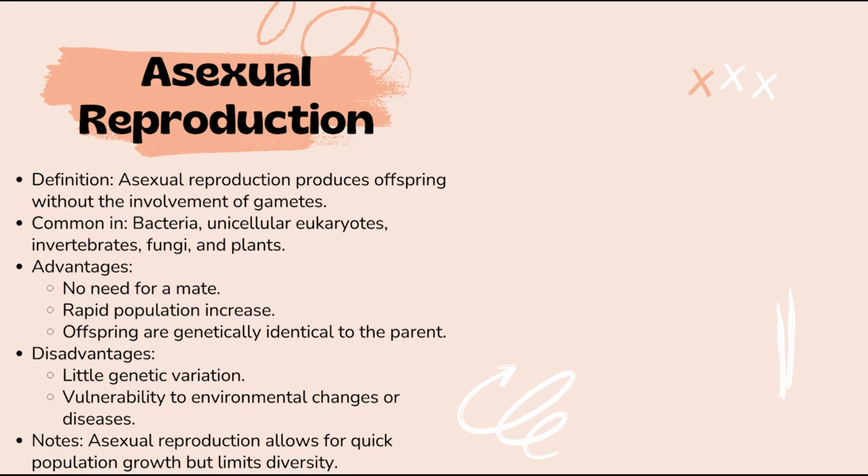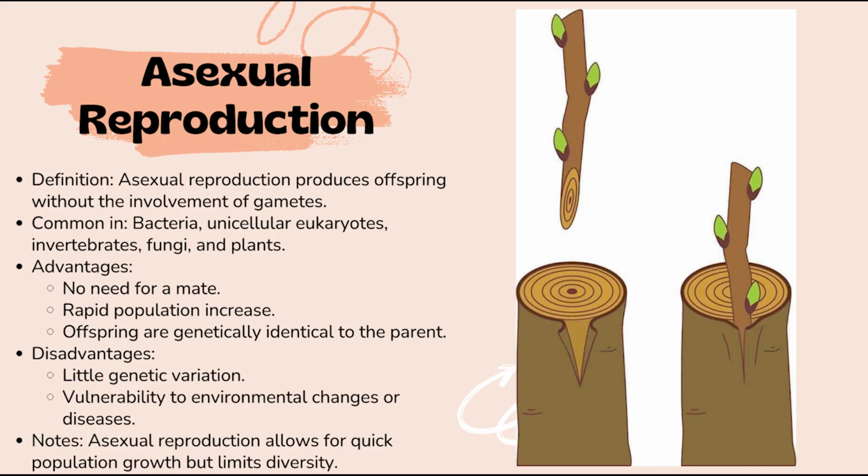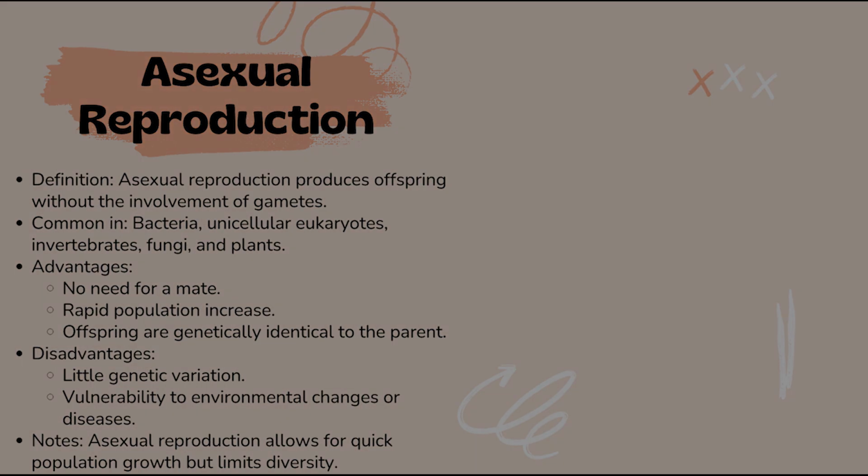Asexual reproduction. Asexual reproduction is a process where one parent produces offspring without the fusion of sex cells. It's common in simple organisms like bacteria, some fungi, and certain plants and animals. Here is the advantage: it's fast and doesn't require a mate. But the downside is that all offspring are clones, genetically identical. So this makes them vulnerable to changes in the environment or disease.